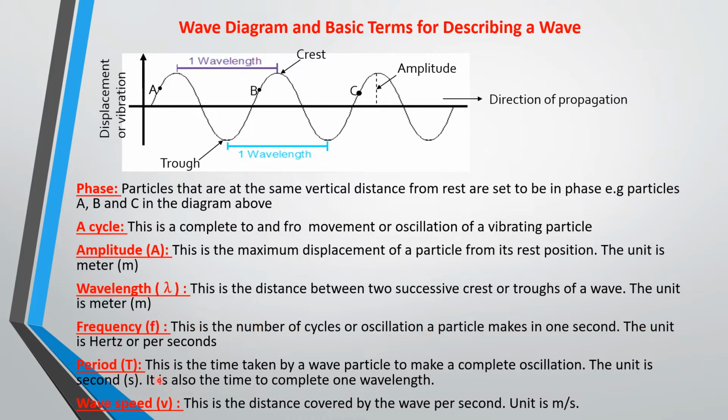Then the period of the wave. The period of the wave is the time taken by a particle to make a complete oscillation, and the unit is seconds. The unit of frequency is hertz or per second. Then wave speed. Wave speed is the distance covered by the wave per second.